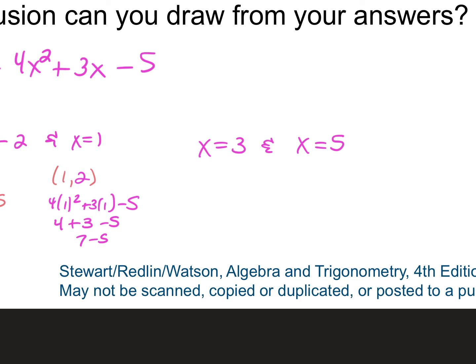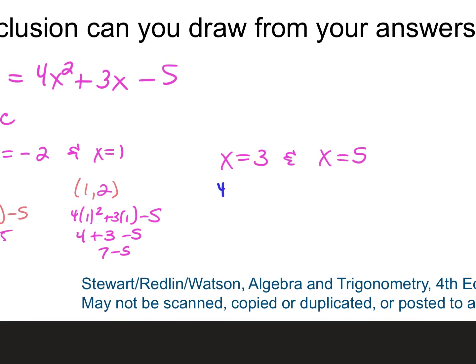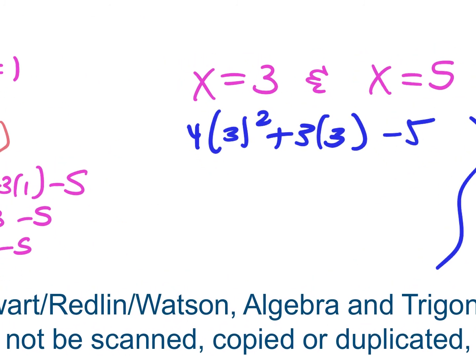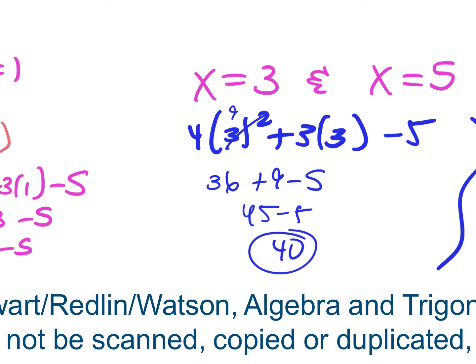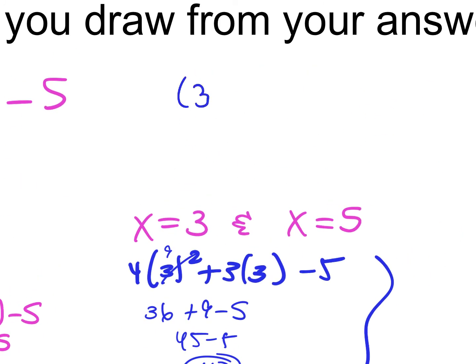Between x equals 3 and x equals 5, we're going to do the exact same thing. Now we're going to evaluate with these 2 values. So I have 4 times 3 squared plus 3 times 3 minus 5. So 3 squared is 9. And 4 times 9 is 36. 3 times 3 is 9. What's 36 plus 9? 45. Good, minus 5. 40. So when I plugged in 3 here, I got out 40.